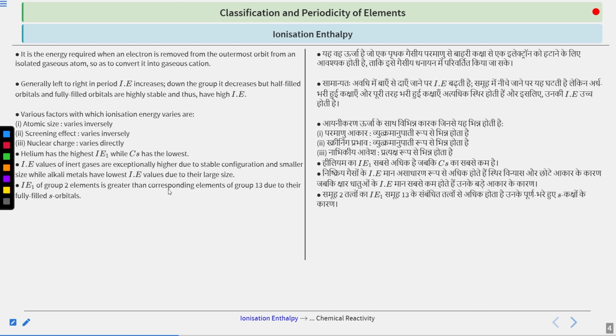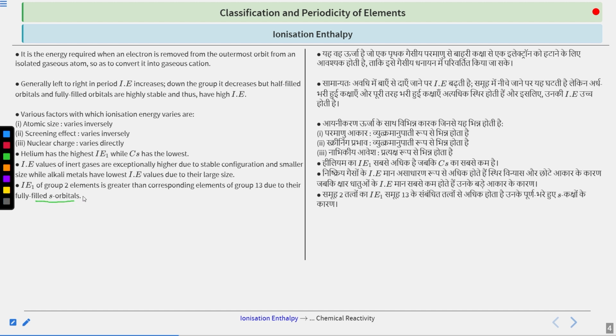If you take the same period, and in the same period you pick two elements, the first from group 2 and the next from group 13, and now you compare the ionization energy, then the ionization energy of the first is always greater than the corresponding group 13 element. Why is it so? Because it has a filled s orbital.